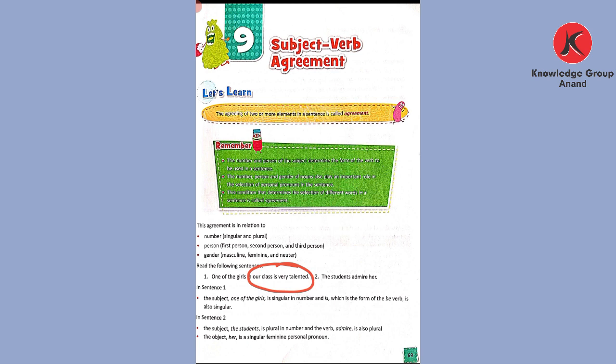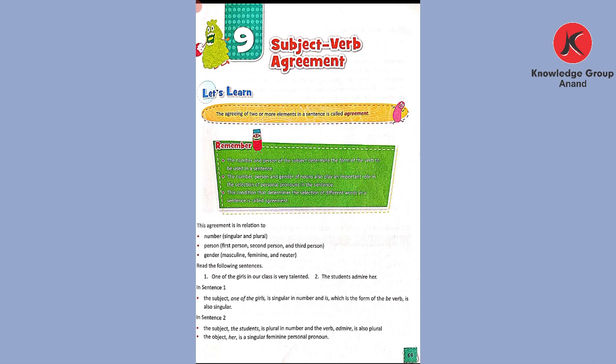Second sentence: the subject the students is plural in number. Students, s is given at the end, so it is plural. And the verb admire is also plural. Admire is the verb. The object her is a singular feminine personal pronoun. The object is singular, and the gender is feminine.